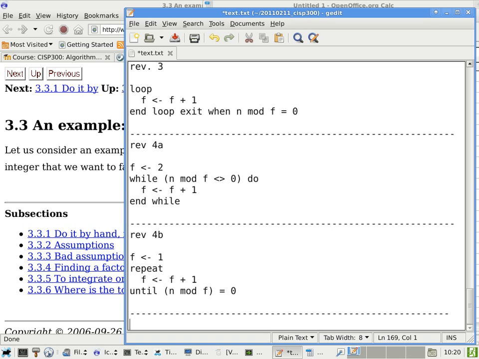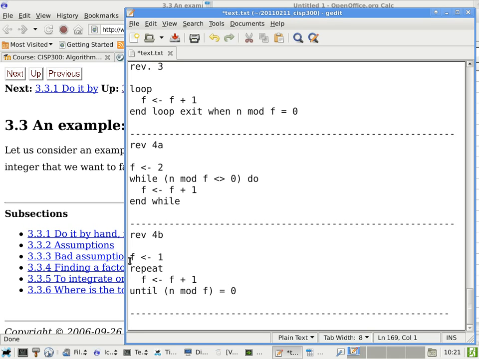If they are equivalent, does that mean that you can pick either one? In terms of correctness, yes. But is one preferred for one reason or another? Which one do you think is better? Pre-checking, 4a. And what is the reason? You don't go into a loop unnecessarily. That's true, but there's one more thing.